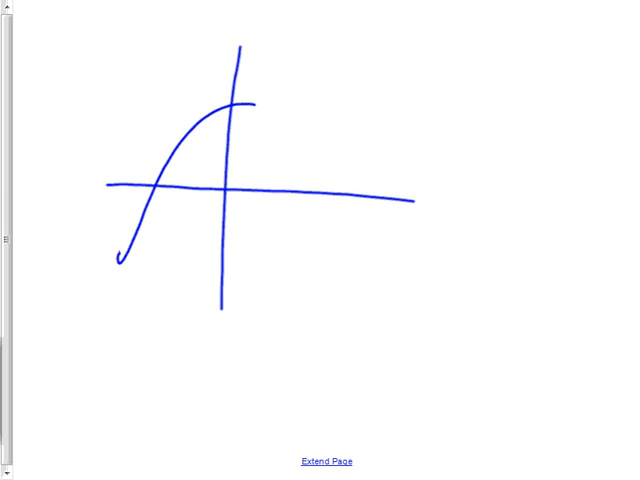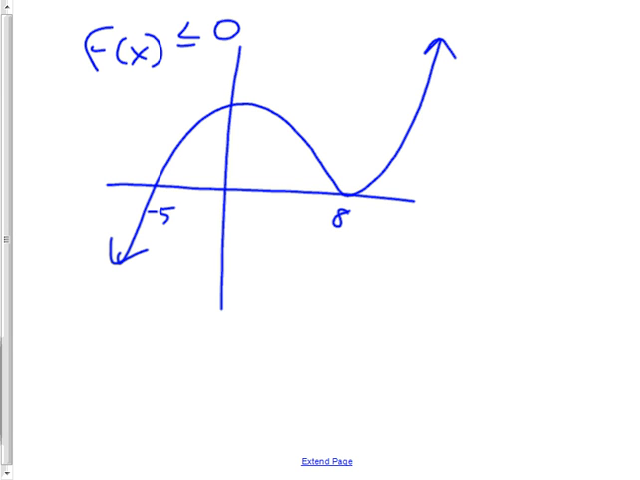All right, here's a kind of a trick one. See if you can catch this. I want to know when, if this is -5 and this is 8, when is this function less than or equal to 0? Turn it my way and I'll tell you if you did it right.